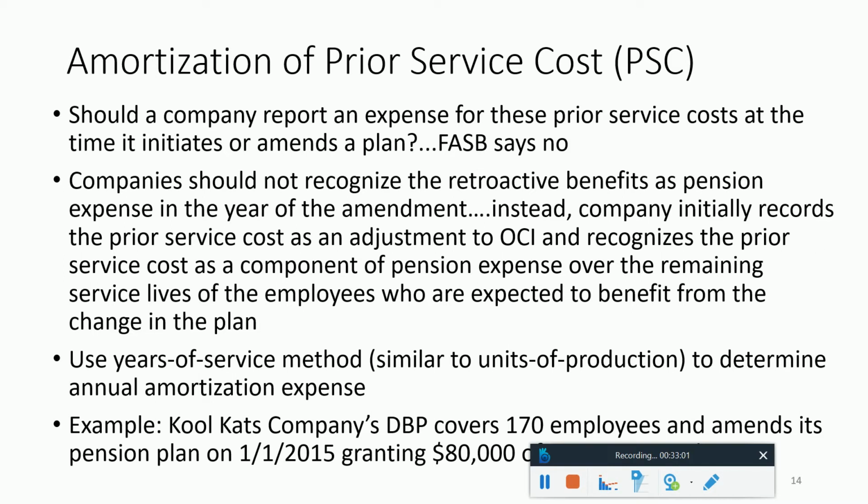So companies should not recognize the retroactive benefits as pension expense in the year of the amendment. What you're going to do is initially record that prior service cost as an adjustment to OCI, so other comprehensive income. We know that that's in the equity section. And then what we're going to do is recognize that prior service cost as a component of pension expense over the remaining service lives of the employees who are expected to benefit. We're going to use the years of service method to determine annual amortization expense, and we're going to go through an example of that in just a minute.